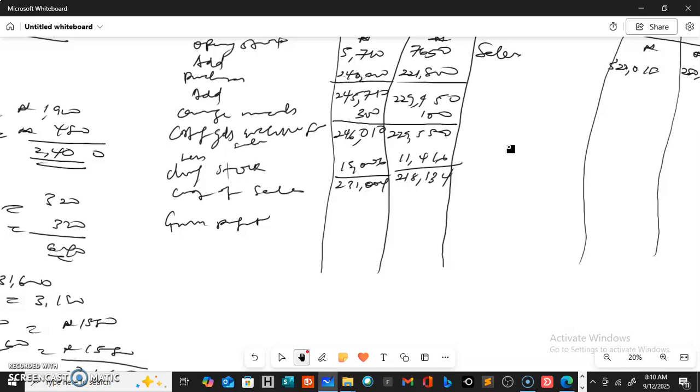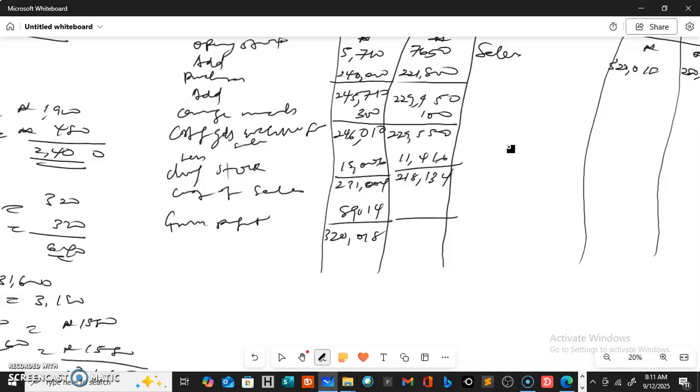So let me quickly use the calculator so I can get the figure. So we have 320,018 minus 231,004. So we have 89,014. Okay, this is 320,018.